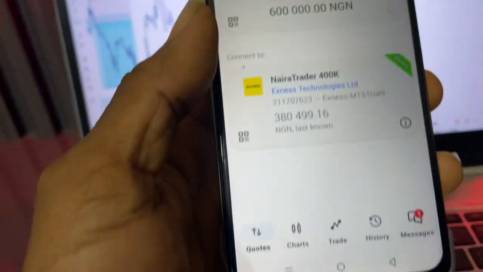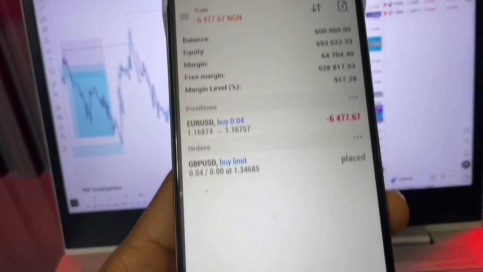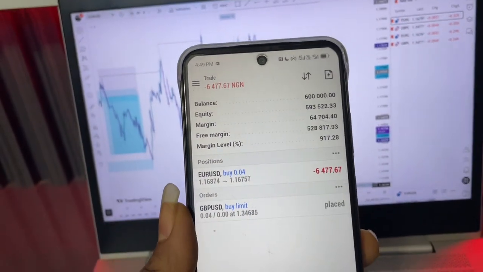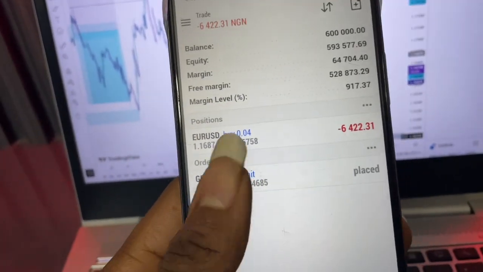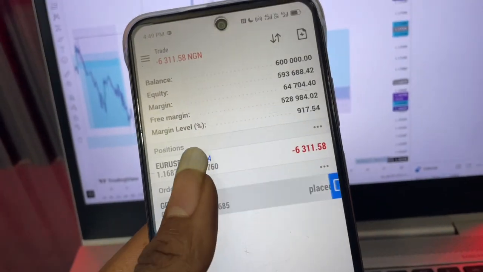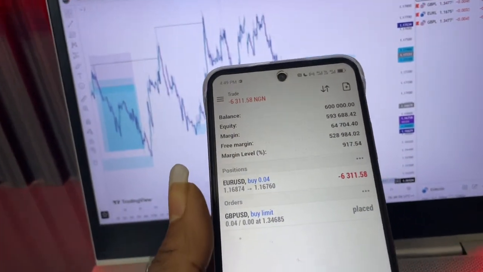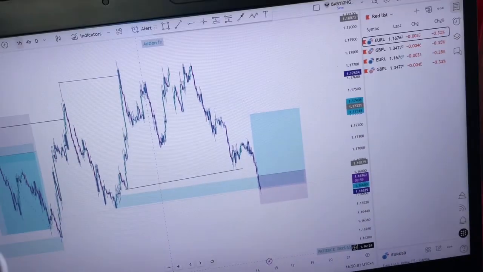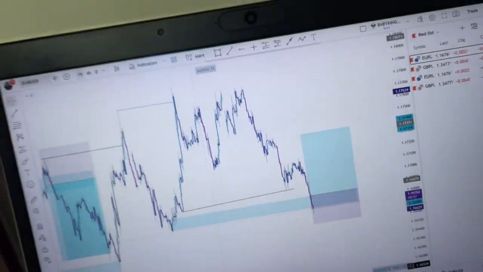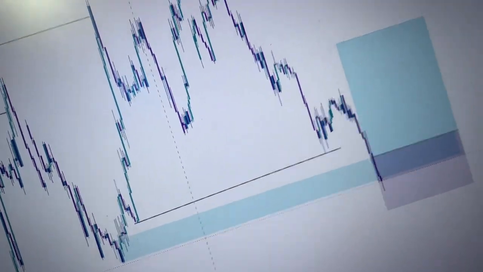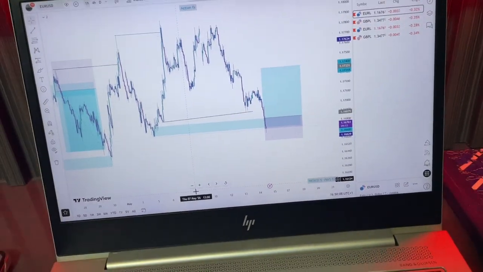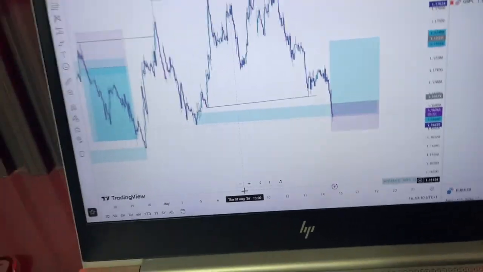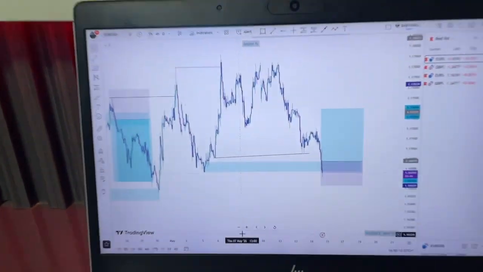For my other account, because I have another account, this is my other account. As you can see, still in drawdown. The GBP/USD trade is also pending in this account. Nothing really much. Let's just see how this trade goes, and I'm always going to update you. See you in my next clip, fam.